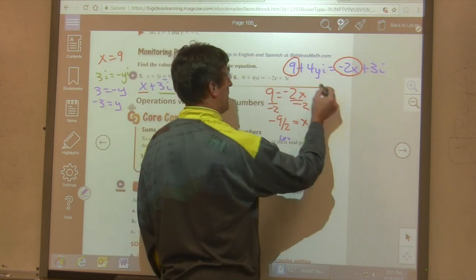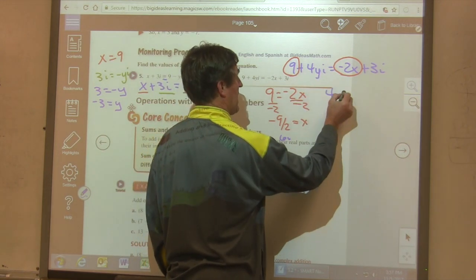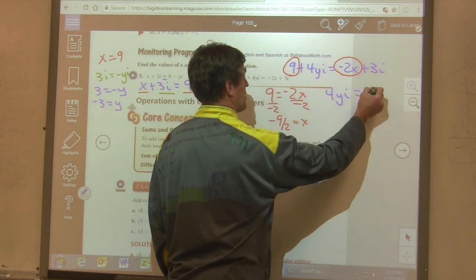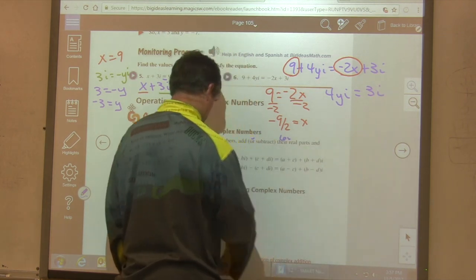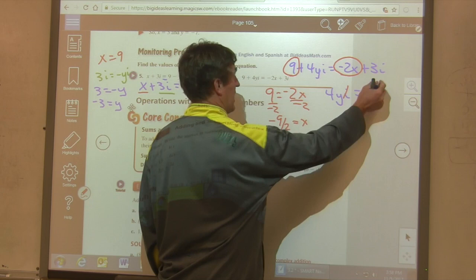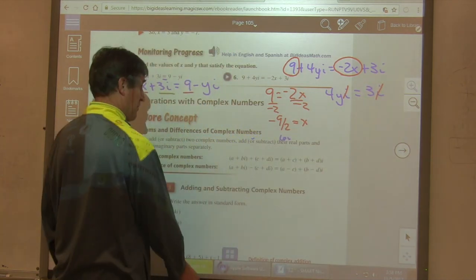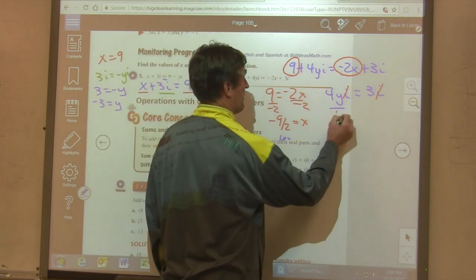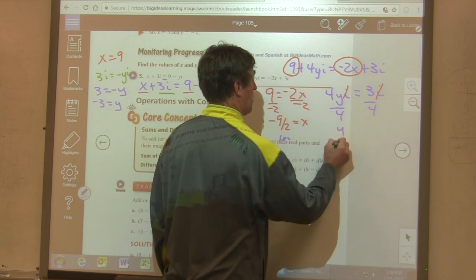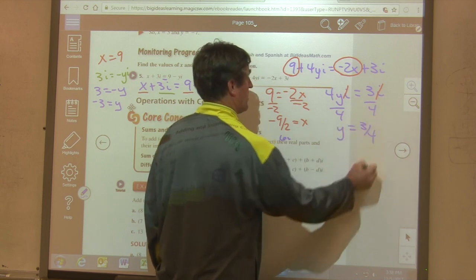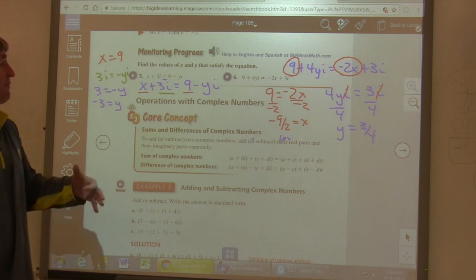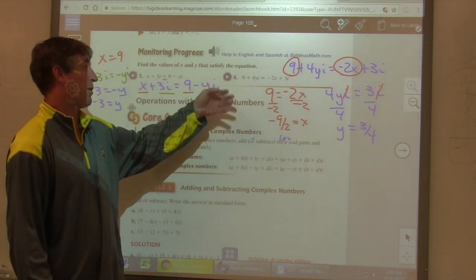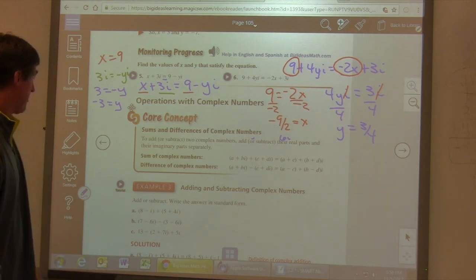And over here, the imaginary part, 4yi, has to equal the imaginary part over here, 3i. Again, we can just cancel the i's by dividing by i on both sides. So then divide by 4, and so y would equal 3/4. So they're a little different, they're not hard, but it's just a little bit different format. Just make the real parts equal to the real parts and the imaginary parts equal to the imaginary parts.